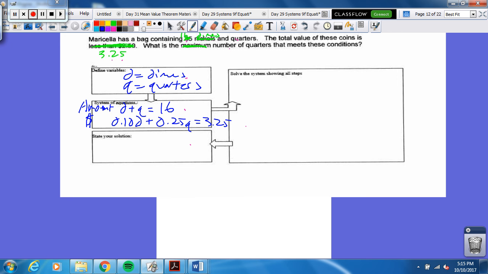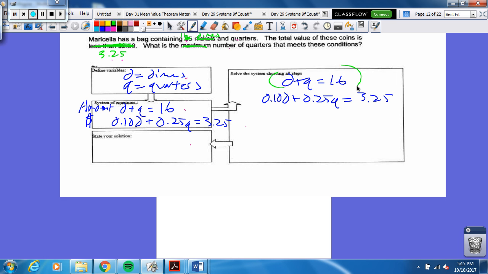Boom, boom, boom, boom, boom. Okay, so let's keep going. So dimes plus quarters, that would be 16 total coins, and then 10 cents a dime plus 25 cents a quarter equals $3.25. All right, looking good so far. Hopefully you got the same thing as me. All right, next, what am I going to do? Oh, I'm going to find a magic pair.